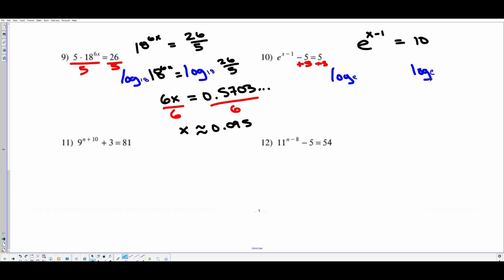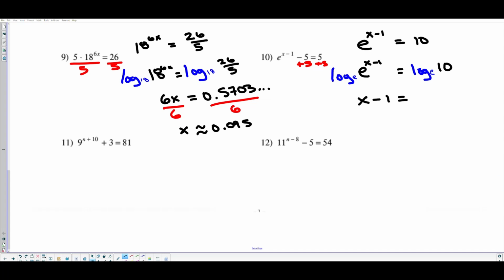Now it can be log base e. If you like to put ln for short notation, that's fine. But it's going to just be log base e of e to the x minus 1 equals log base e of 10. Okay. Left hand side, it's going to simplify down to x minus 1. Right hand side is going to be log base e of 10. And log base e is just an ln, like I said. You don't have to do a change of base. You just type ln of 10, and your job is done.